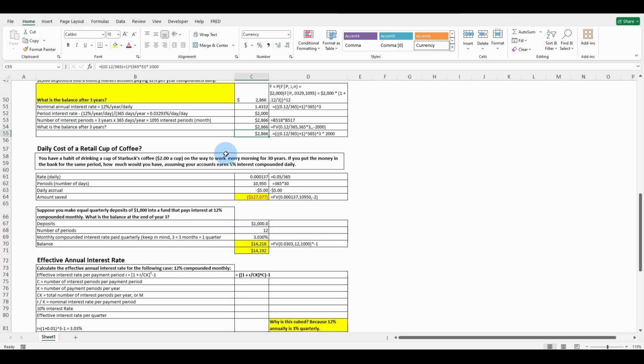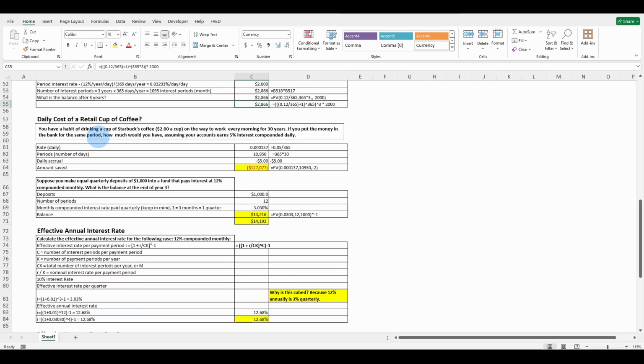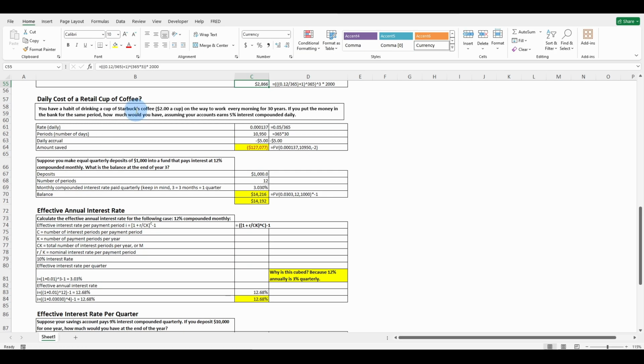Daily cup of coffee. This is going to shock all you Starbucks fans. You have a habit of drinking a cup of Starbucks coffee, $2 a cup. Well, why don't we put it in reality? How about, oh, I don't know.